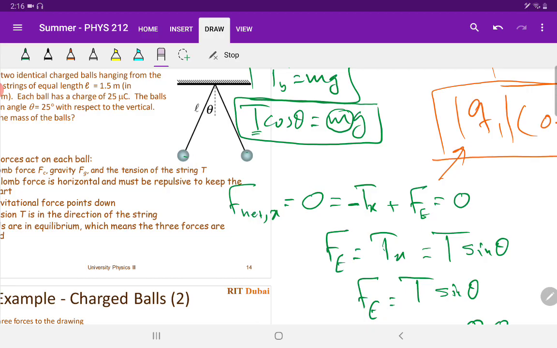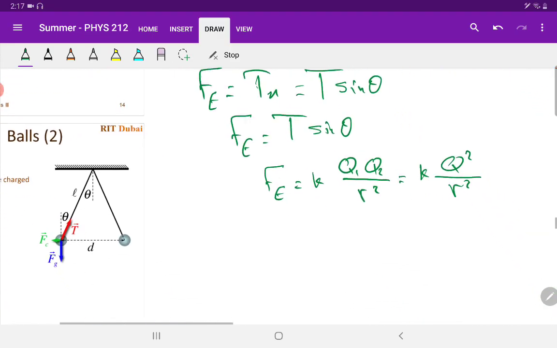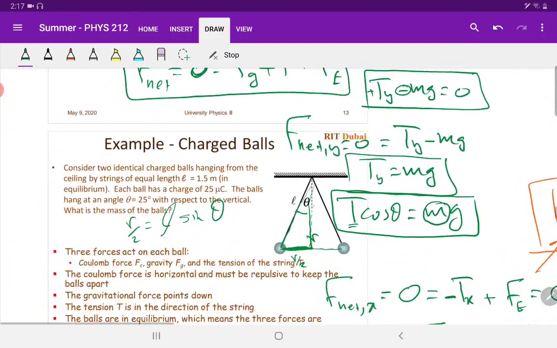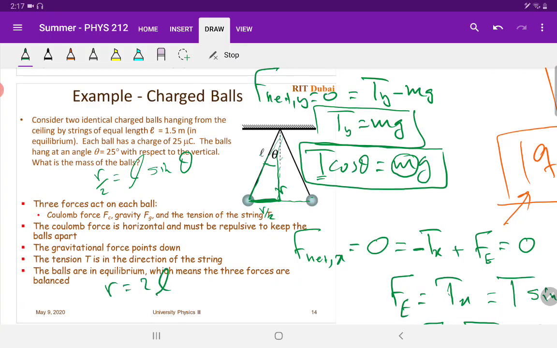So in this case, let me explain this again. The distance between the two balls is this one, r. I can call this one d, whatever. Now, half of the distance here, r over 2, can be identified using the triangle equation. We know theta is given, L is given, so r over 2 equals L sine theta. Agree about this? So r will equal 2L sine theta.